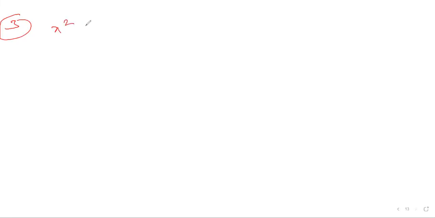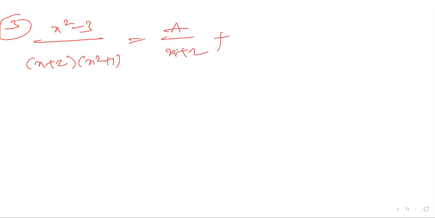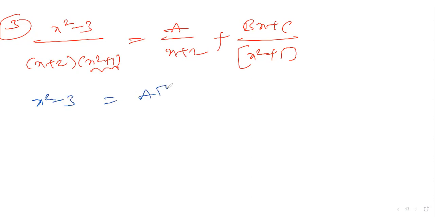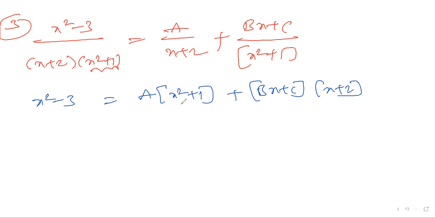Question number 3 is (x square plus 3) by (x plus 2) into (x square plus 1). This I can write as A by (x plus 2) plus (Bx plus C) by (x square plus 1). So next, x square plus 3 is equal to A times (x square plus 1) plus (Bx plus C) into (x plus 2). Okay, the denominators are gone.